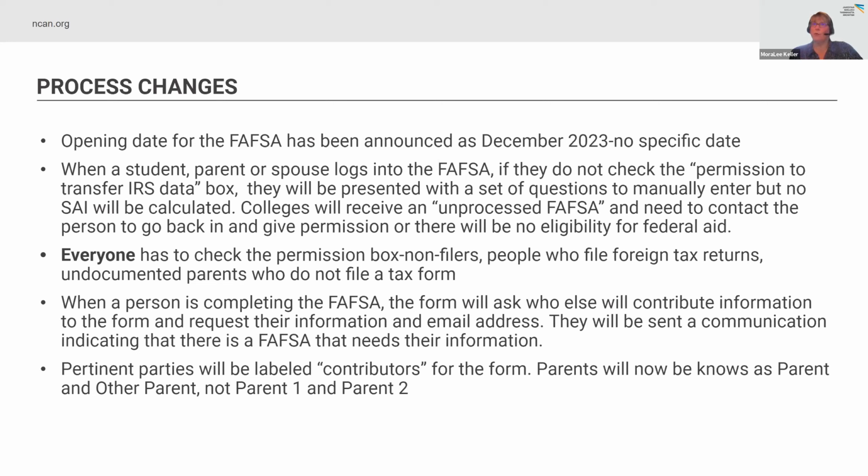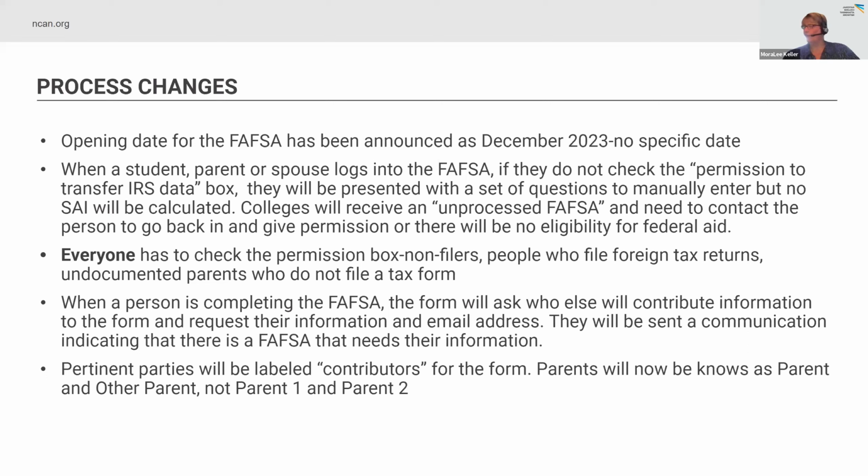The department will process the FAFSA. They will send it to the colleges that were listed, but it's going to come with a flag that indicates that permission was not granted and SAI was not calculated. And the college is going to have to reach back out to the student and/or parent to get them to sign the permission box before they'll be able to determine their federal eligibility.